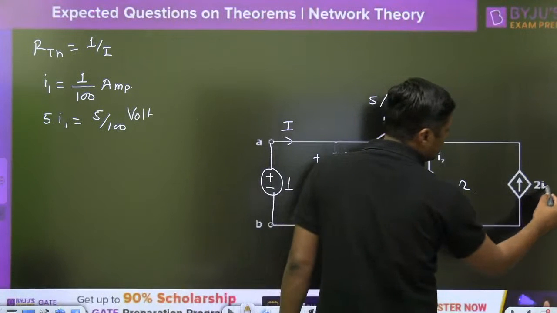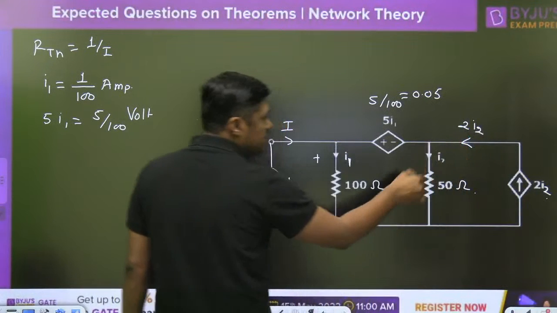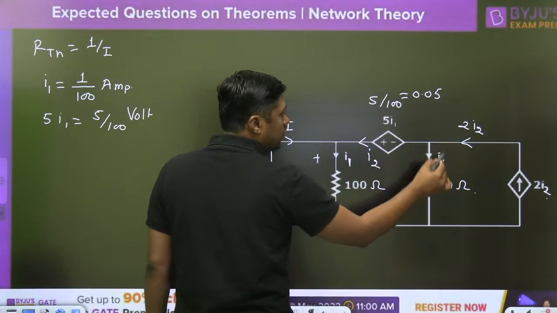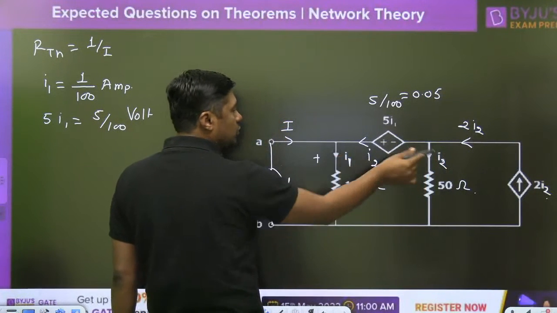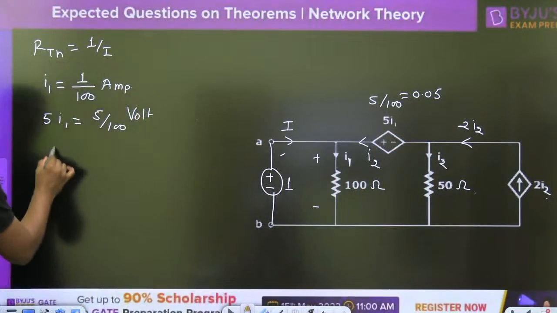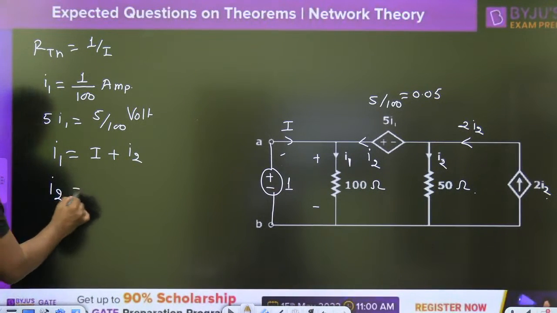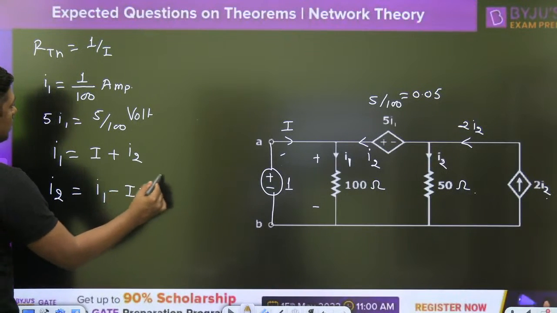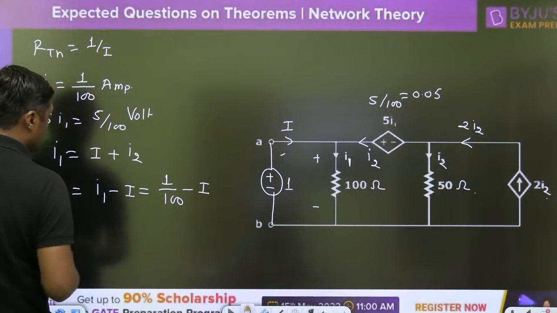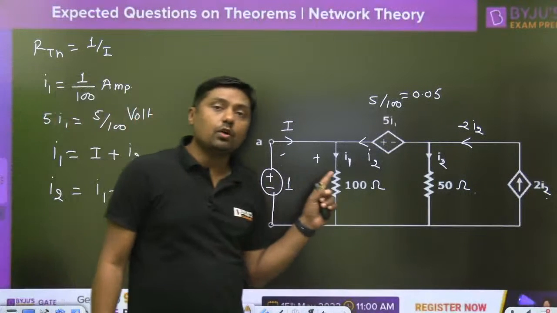Now that is the I2. This is the 2I2. Try to understand. If this is the 2I2 current, and this is I2 here, what will be the current here? This is nothing but I2, because in this branch it is I2, then I2 plus I2 is 2I2. What is the current through this branch? I plus I2 is equal to nothing but I1. What is I2 equal to? I1 minus I, that is nothing but 1 by 100 minus I. Now I2 in terms of I, I1 we already have. Now finally you have to find the 1 by I.